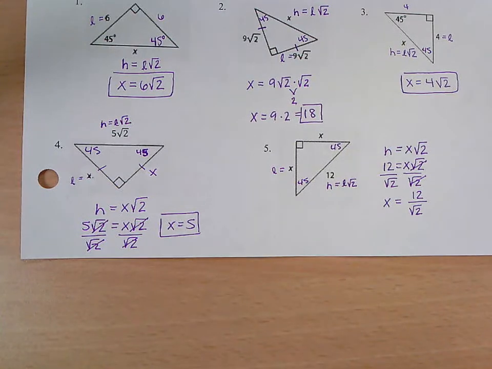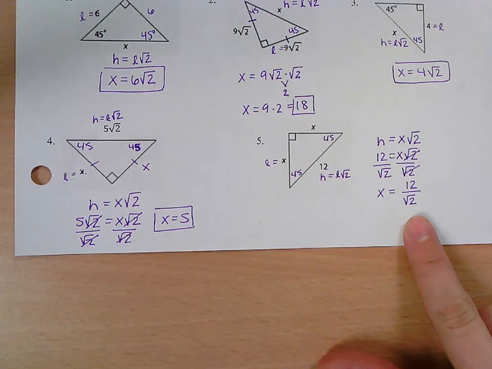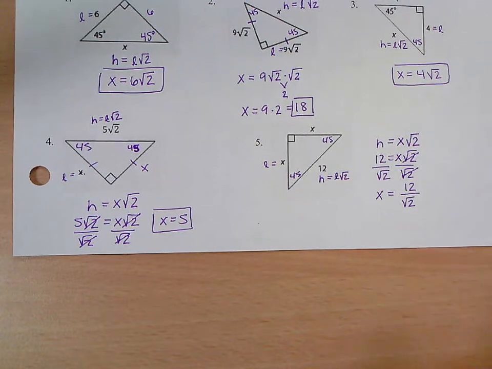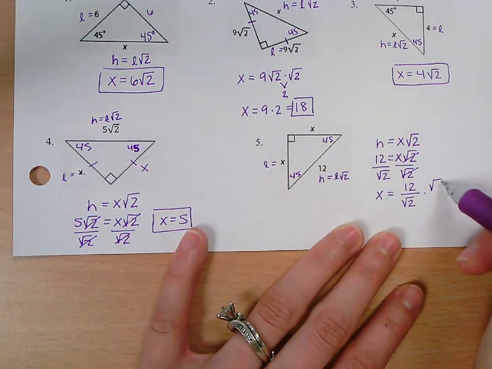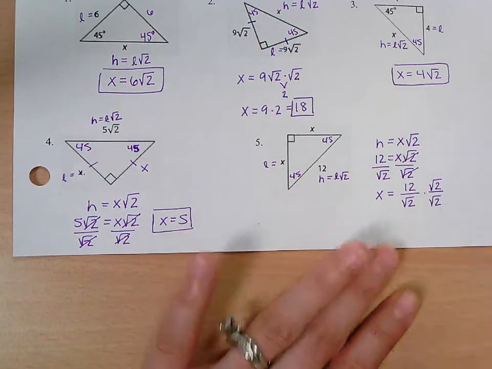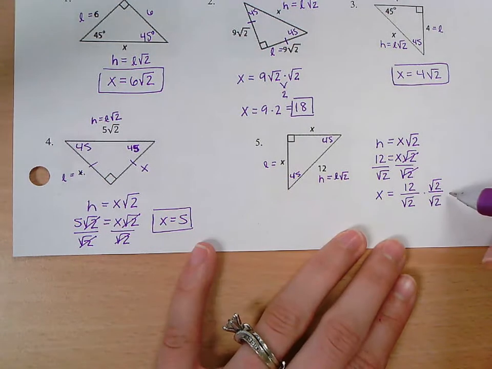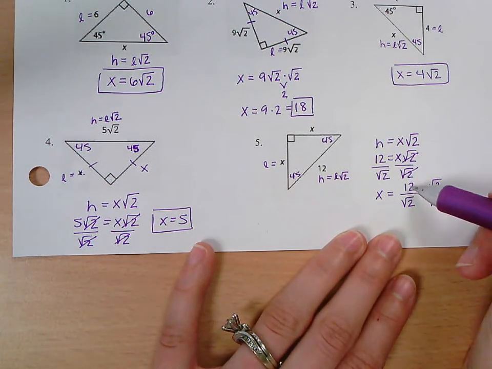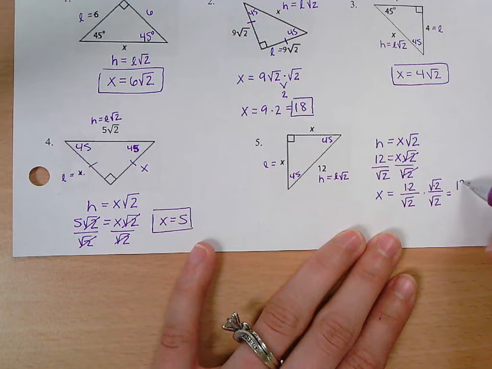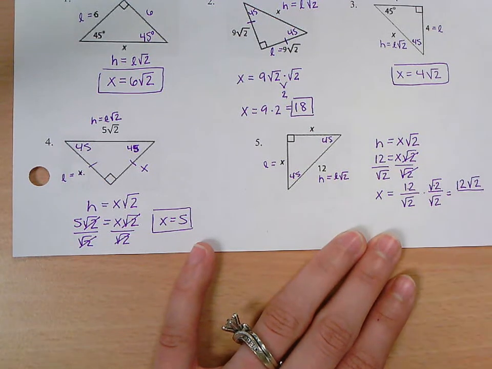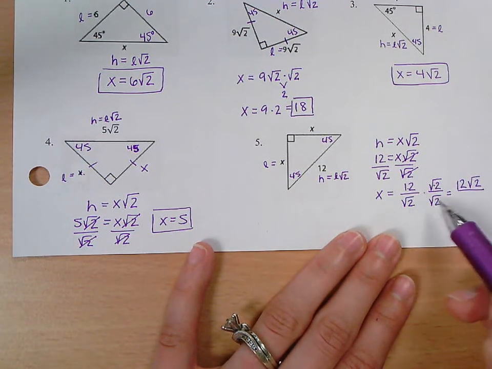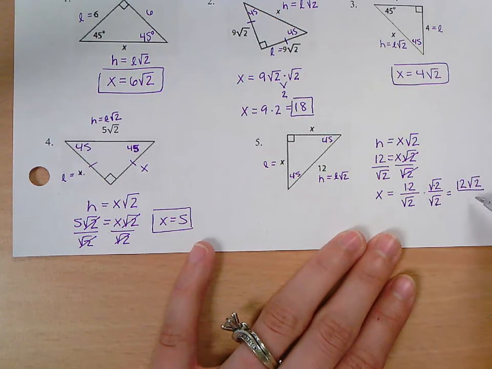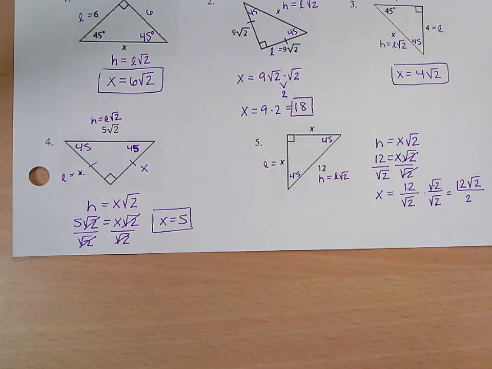And I want you to give your answers as exact. We talked about this when we simplified square roots. You cannot have a square root in the denominator. How do I get rid of this? Yeah, I have to multiply top and bottom by the square root of 2. Okay, so on the top, I get 12 times the square root of 2. That's 12 square root 2 over, on the bottom, square root of 2 times square root of 2 will just be 2. It's the square root of 4, so it's 2.